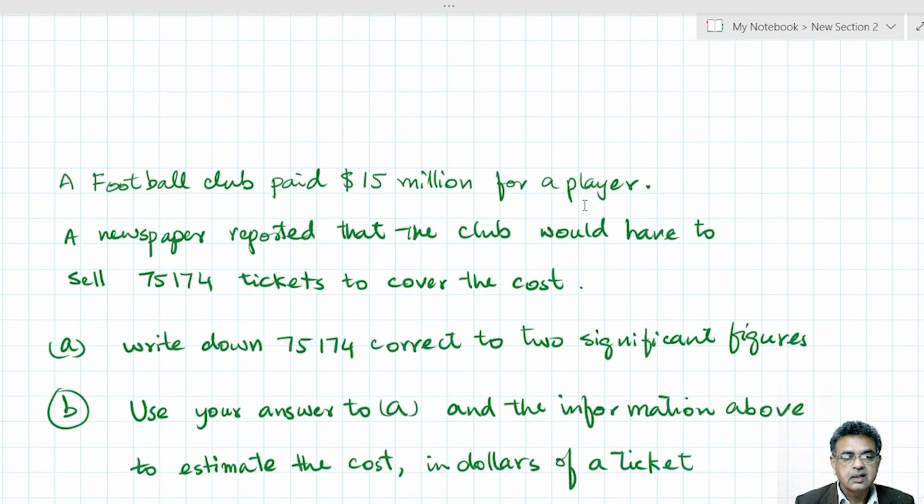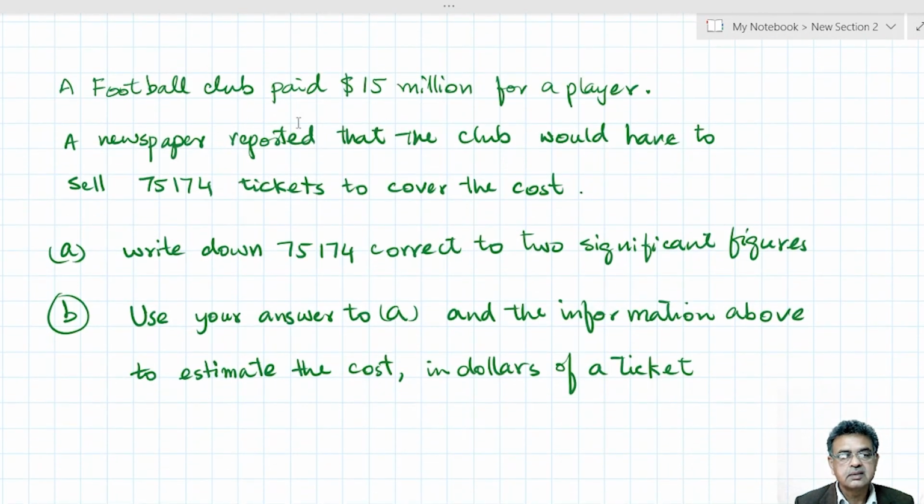Okay. Now, this is a word problem. This is the only question I could find in paper 1 which is in a little more detail. A football club paid $15 million for a player. A newspaper reported that the club would have to sell this many tickets to cover the cost. Write down this value correct to two significant figures. So, writing the value in two significant figures.